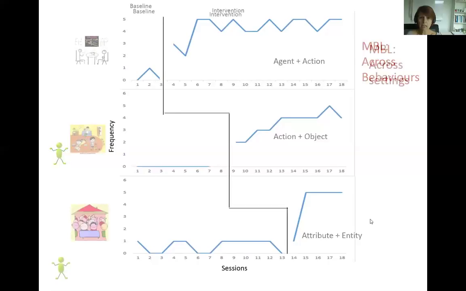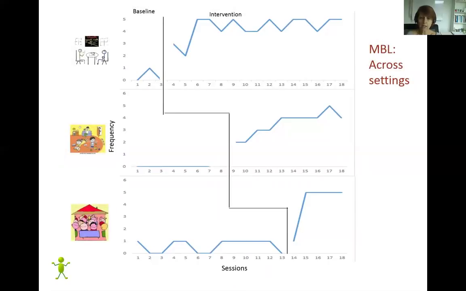Another variation is to have it across settings. So again, we have Ibram, but this time we're going to teach him different 2-word combinations, but we're going to teach him in the clinic, we're going to teach him at home, and we're going to teach him in the school. And we're going to see whether or not he learns these behaviours across different sessions.